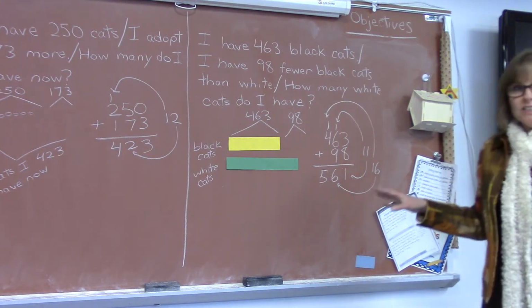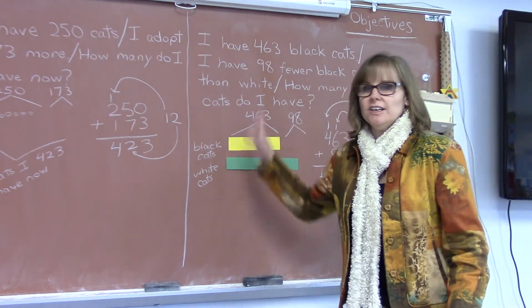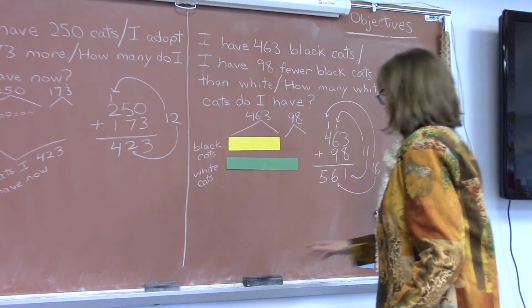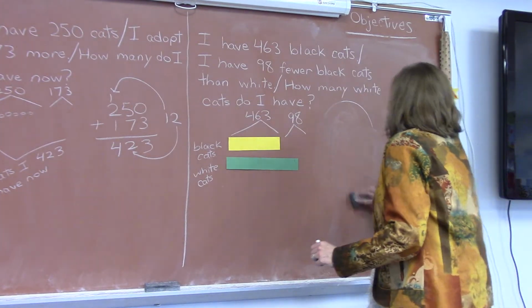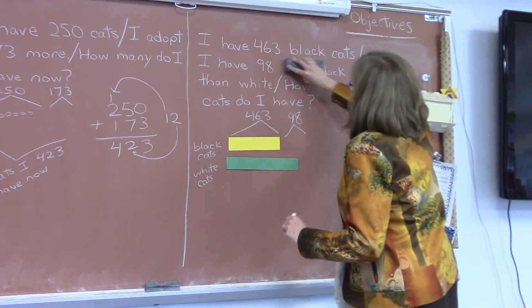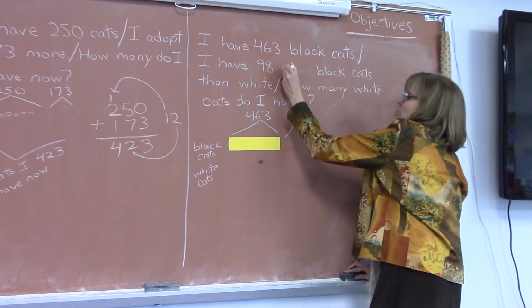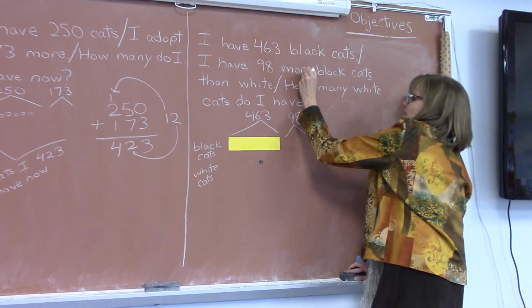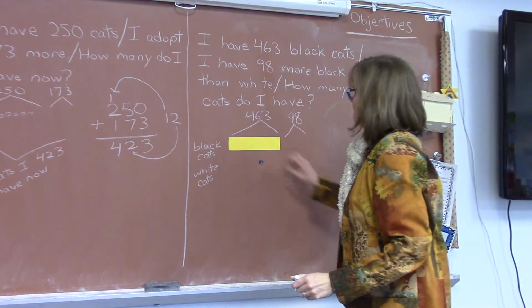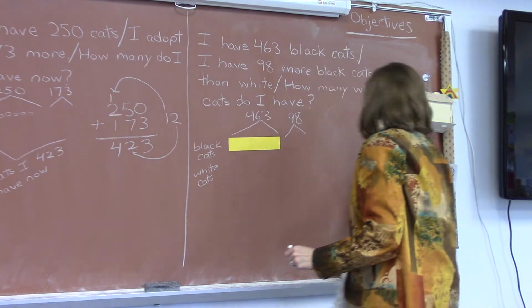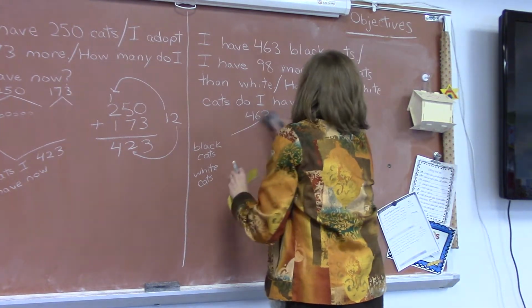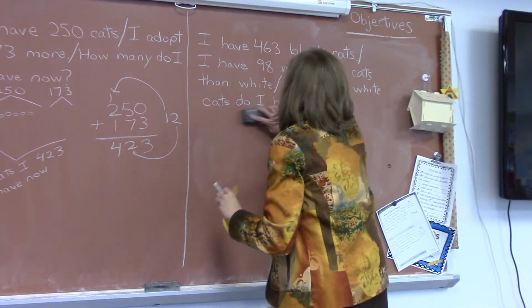Now, this could change, and I'll show you how it would look a little bit different. Let's say, for example, rather than fewer black cats, I have more black cats. I'm going to start my bar model the exact same way. I'm going to erase all this and start over.